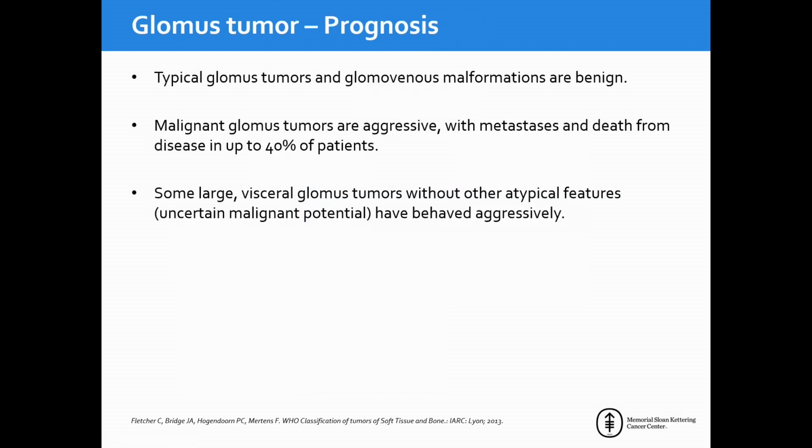Well, what is the prognosis of glomus tumors? Typical glomus tumors and all the glomangiomas, glomangiopericytomas have all been considered benign. The malignant glomus tumors are aggressive and they can metastasize, and from literature, the death from disease is up to 40% in some of the papers. And some large visceral glomus tumors without other atypical features, or in other words, uncertain malignant potential, have behaved aggressively. So that is the prognosis.